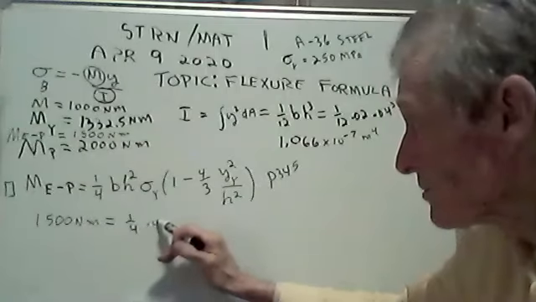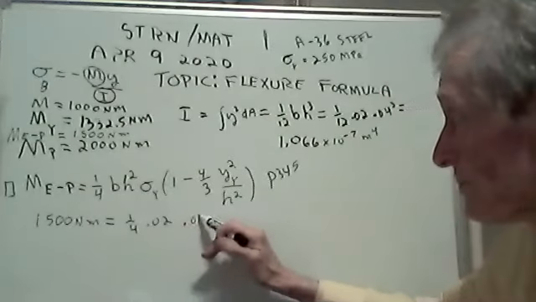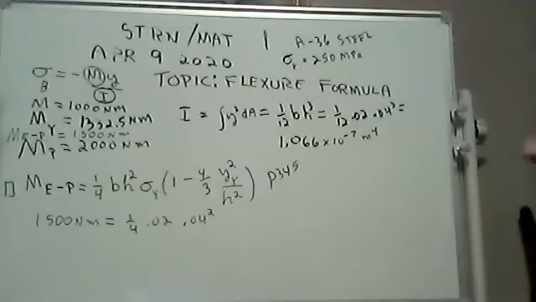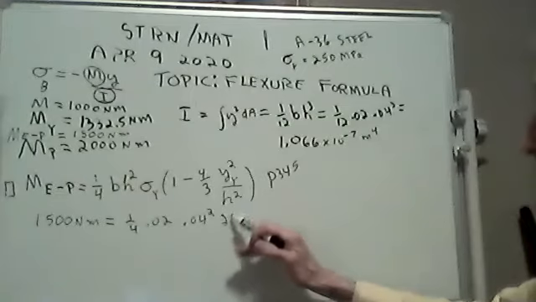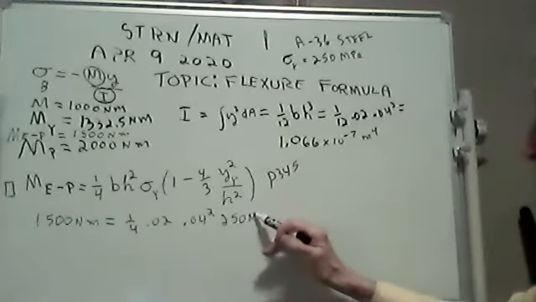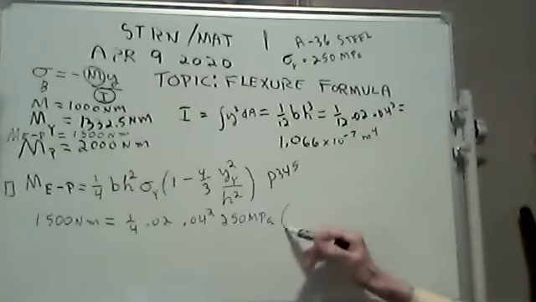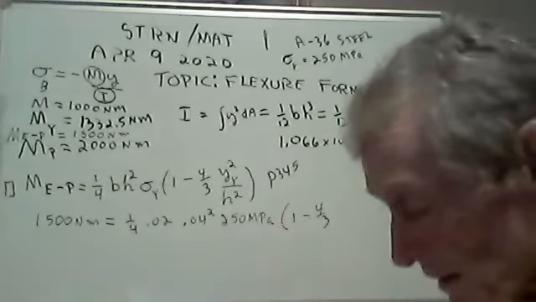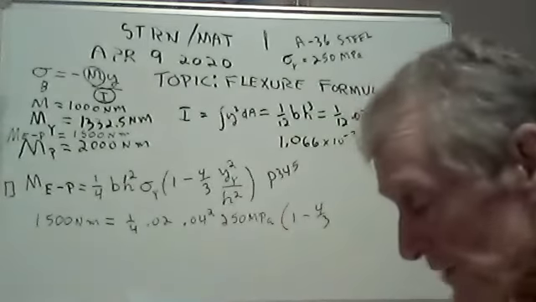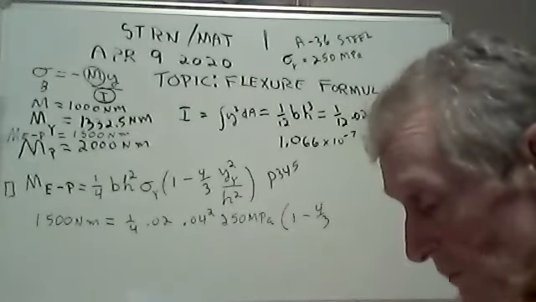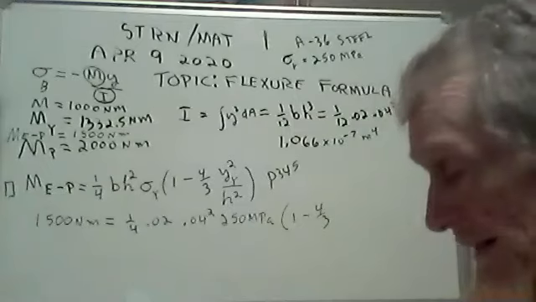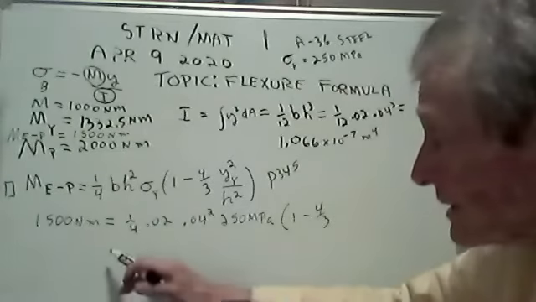The base is 0.02, the height is 0.04. The yield strength, normal stress is 250 megapascal. 1 minus 4/3. Now what this y sub y is, it's the distance to the end of the elastic region. So you've got an elastic region. Here, I'll draw it for you.